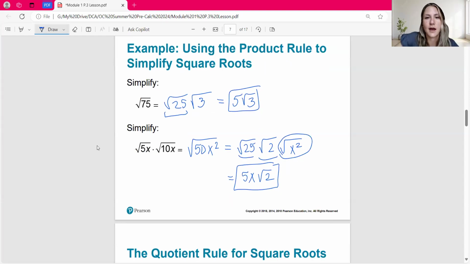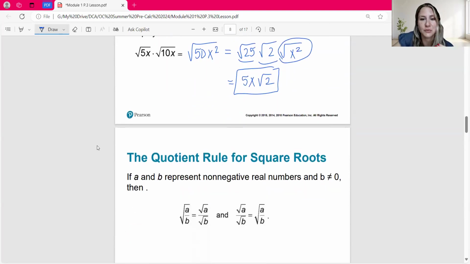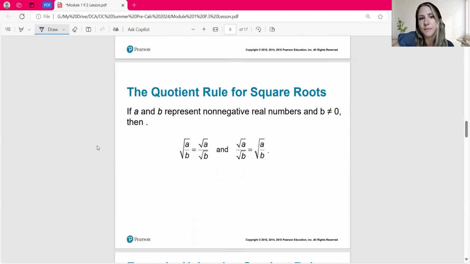The next, so that's the product rule. Let's talk about the quotient rule. It's very similar. Notice here are the two equations, the general forms. I have the square root of a over b can be rewritten as the square root of a over the square root of b. And also if I see the square root of a over the square root of b, I can rewrite that as the square root of the whole fraction. And then we'll check out two examples about the quotient rule.